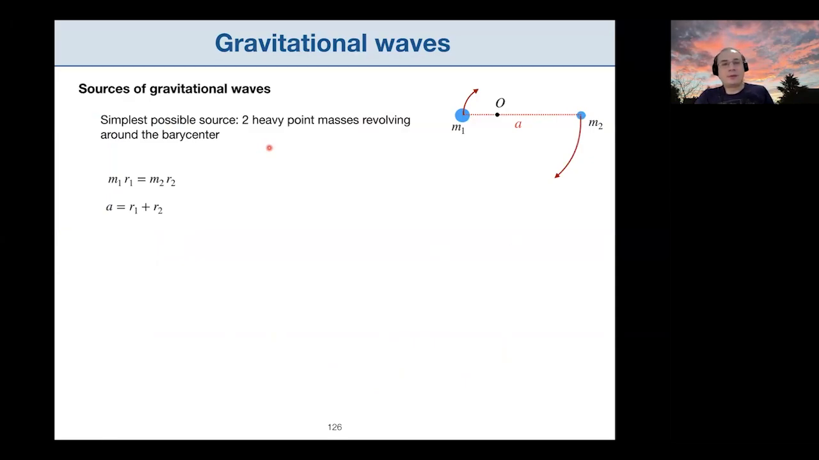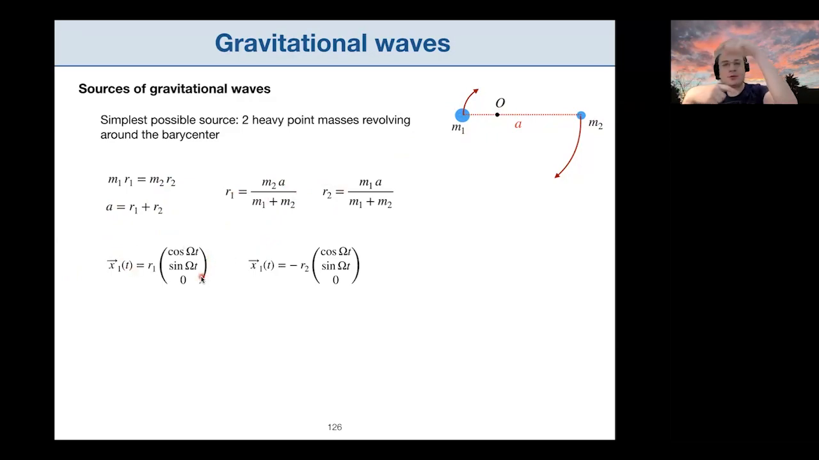Okay, now we can think a little bit about the sources of gravitational waves. How can we produce them? The simplest possible case is to consider two very heavy masses revolving around their barycenter. So we've got masses M1 and M2, and they revolve around the barycenter. I don't assume the masses to be equal, so the distances R1 and R2 from the barycenter can be different, but the total distance between them is assumed to be A. So this is the formula for R1 and R2. I assume that the motion is happening in the XY plane with some angular frequency or angular velocity omega.